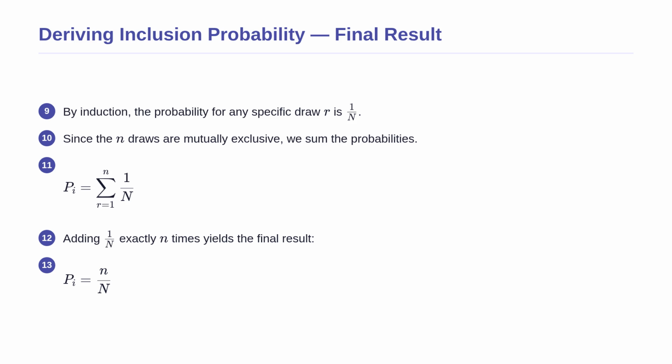Therefore, we simply add these individual probabilities together. We are adding 1 over capital N exactly n times, representing our total number of n draws. This addition gives us our final elegant formula, n over capital N. We have successfully proven that every single person has the exact same fair chance of inclusion.